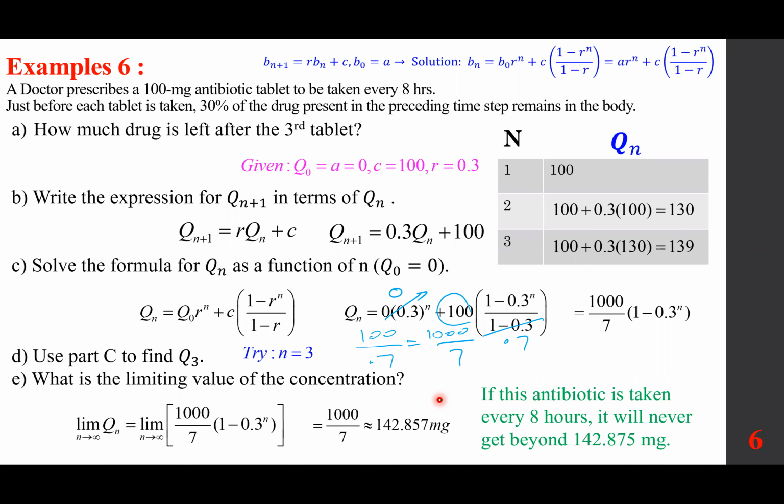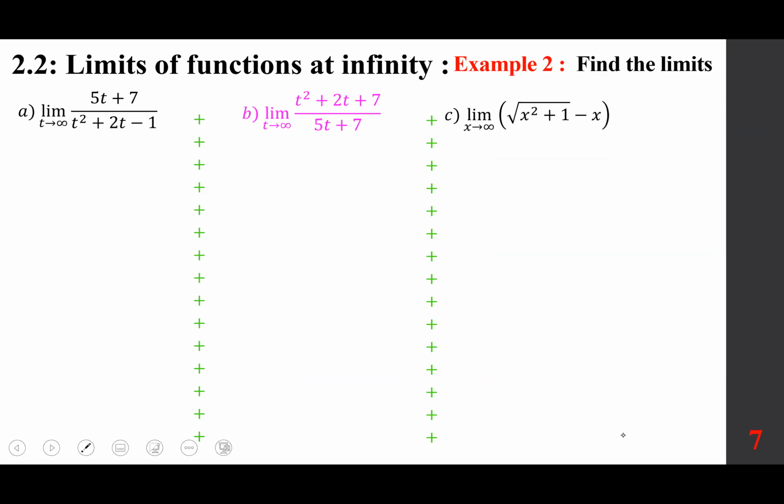This is the most important thing you want to remember. What it means is that every 8 hours, it will never go beyond that if we keep on giving the antibiotic. So it's important to the patient, to nurses, doctors, everybody involved. No matter what you do, it won't go beyond that, and it has been calculated accordingly to make it safe for the patient. So that's an important piece of information.